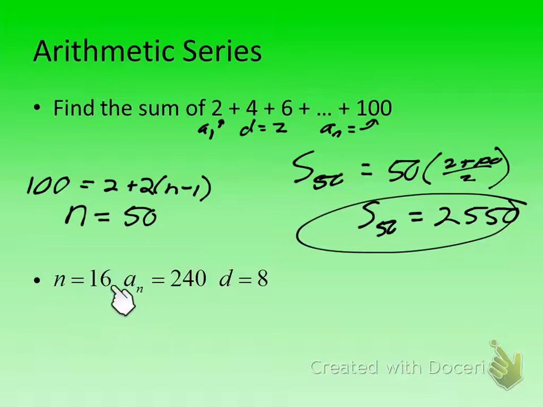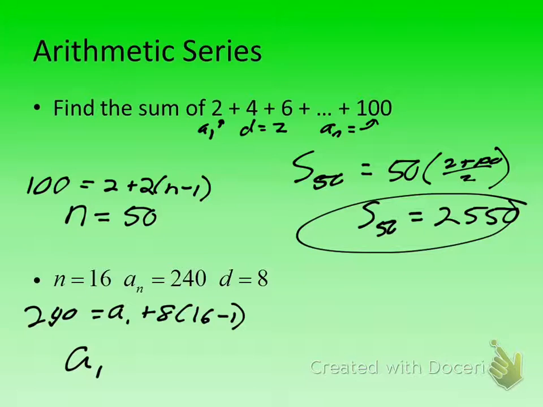On your second one, what do you not know that you need? You don't know A1, the first term of the sequence. You know how many terms there are, which is 16. You know your last term, which is 240. You know the distance between each term, which is 8. So now you need to figure out which term is first before you can do anything else. Same formula though, right? 240 equals, now we're solving for A sub 1, plus 8 times 16 minus 1, which ends up giving you A sub 1 to be 120.